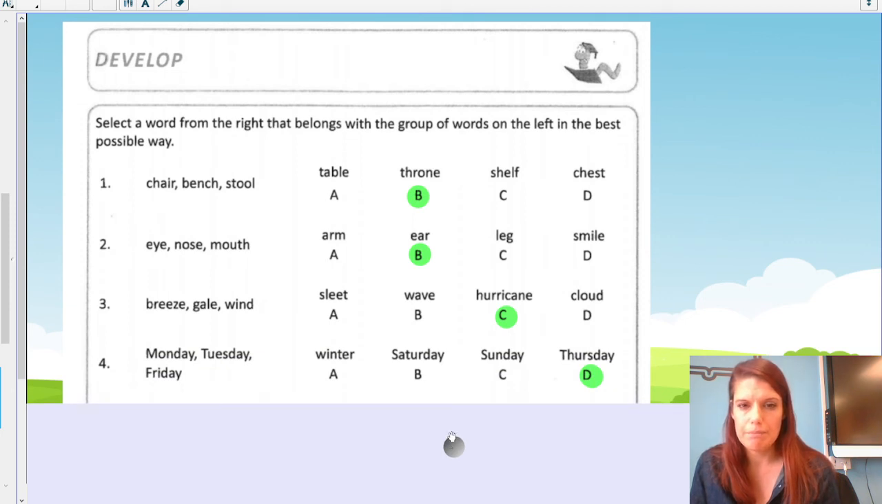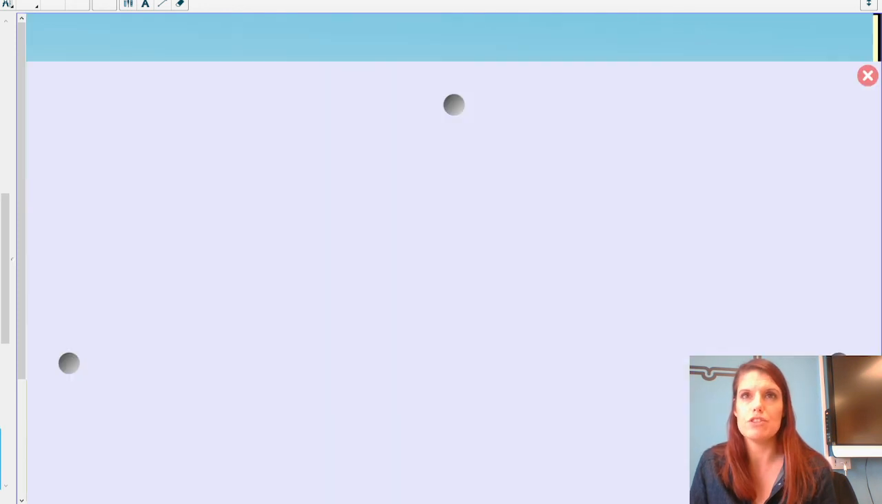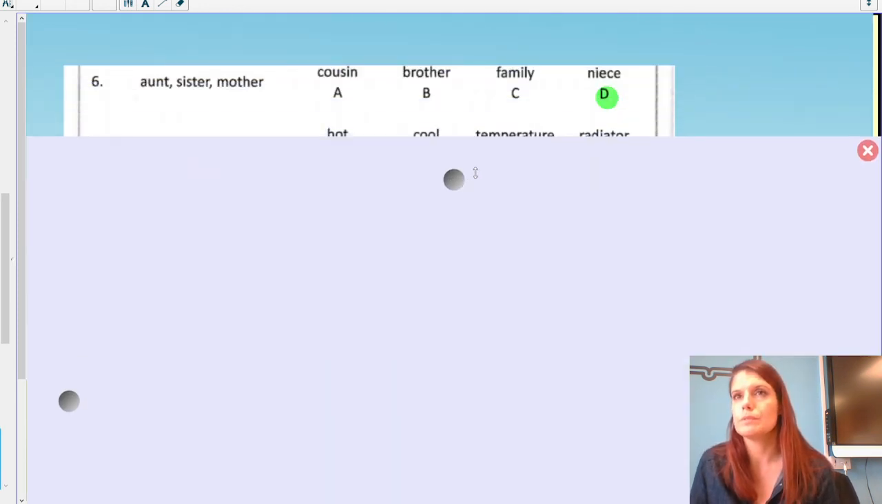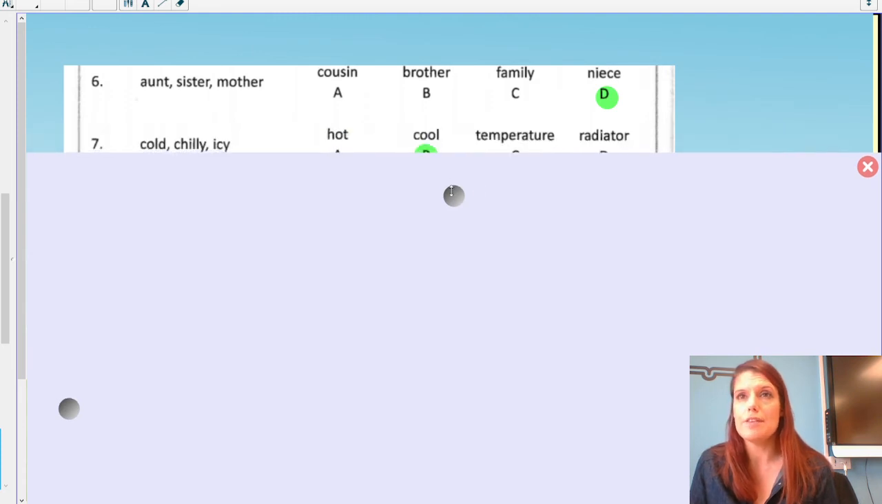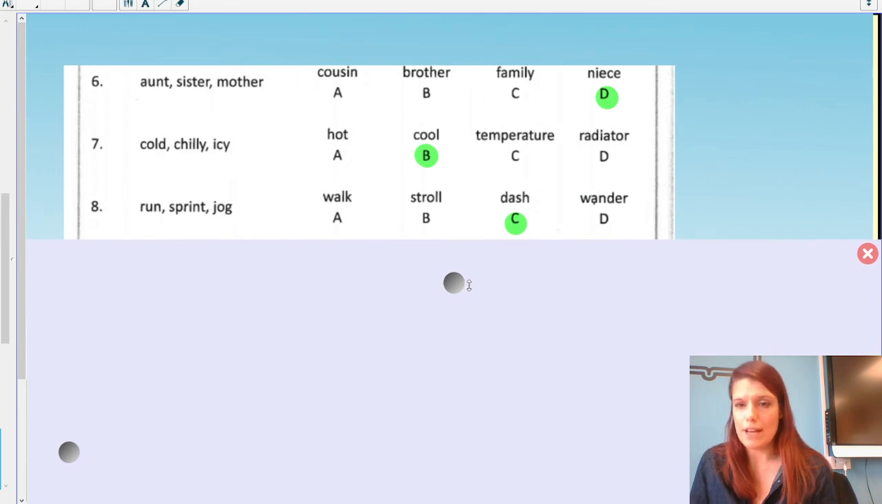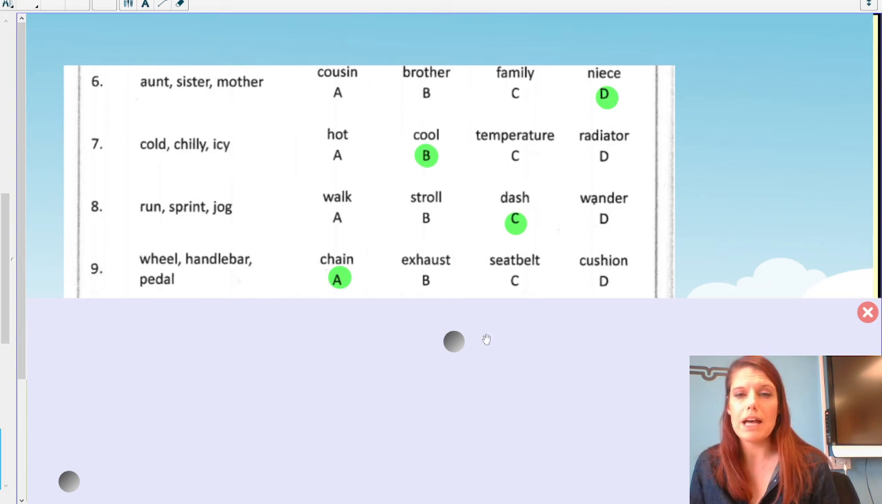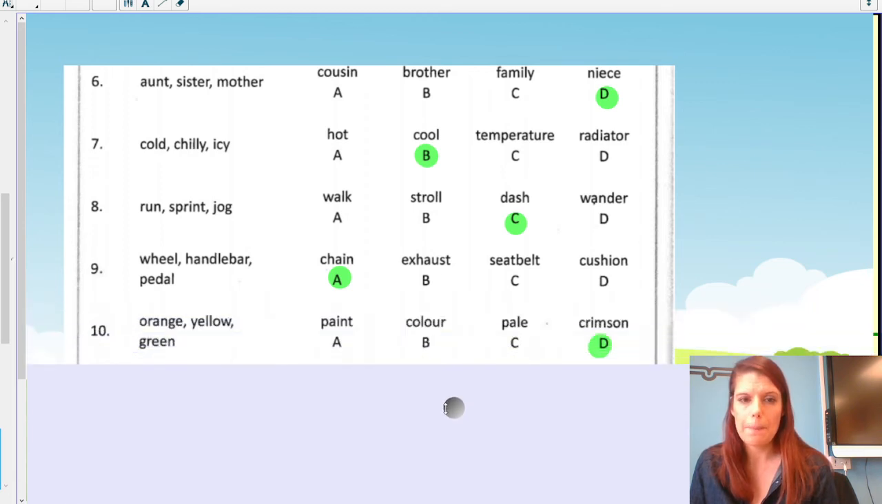Thursday, because it's a weekday, not a weekend. Sweet potato, parsnip, and carrot are all root vegetables. A niece is another female relative. Cool. Dash is another way of saying moving quickly. Wheel, handlebar, and pedal. So a chain, all of these things can go on a bicycle. Orange, yellow, green, crimson is another colour.